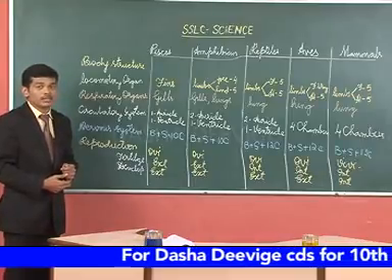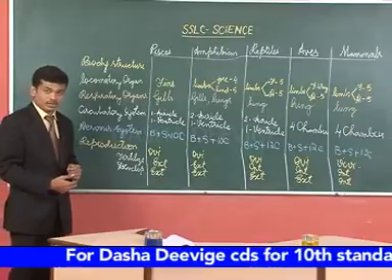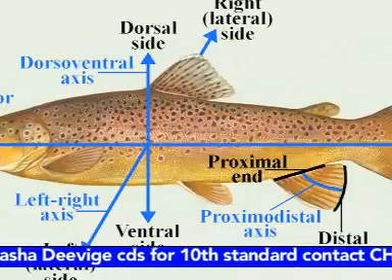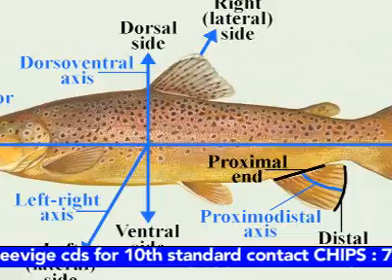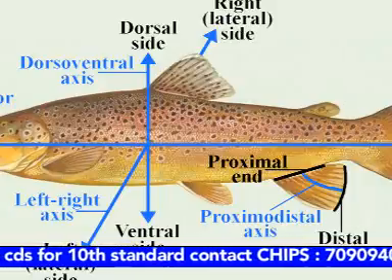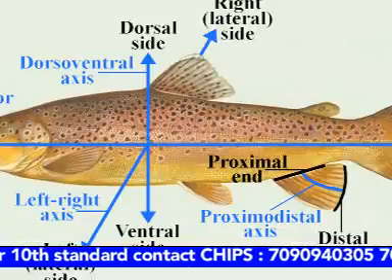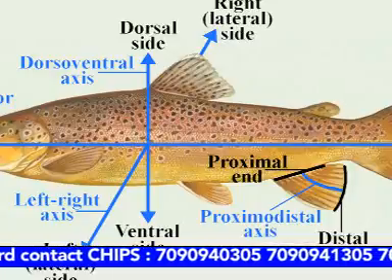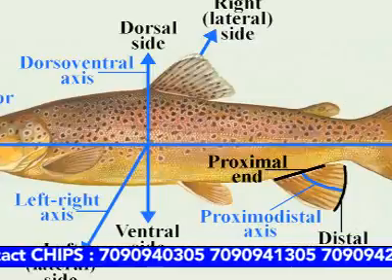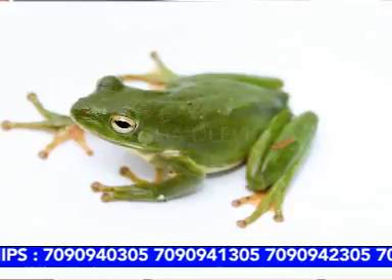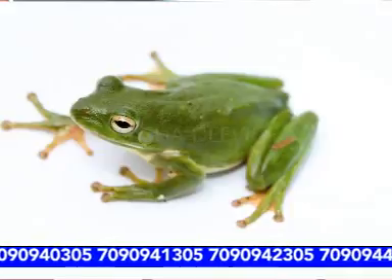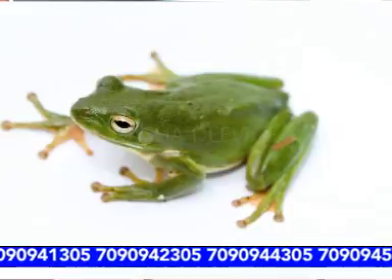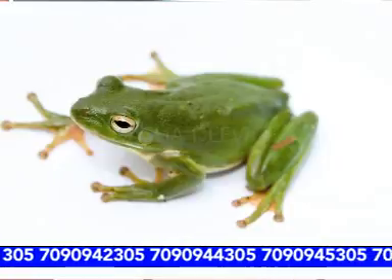So, first let us see the body structure of all the 5 classes. Here, as you can see in the picture, in Pisces, it has got streamlined body shape which is divisible into head, trunk and short tail. Body has an exoskeleton composed of dermal scales. The body structure of amphibians. As you can see in the picture, amphibians have streamlined body which is divisible into head, trunk and tail. But tail may be absent in adult.